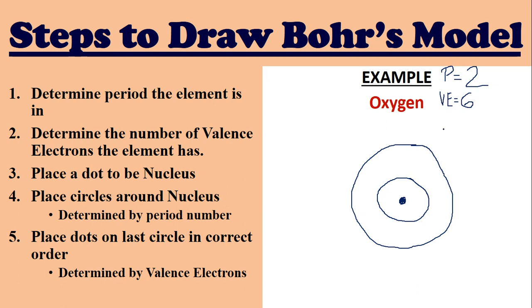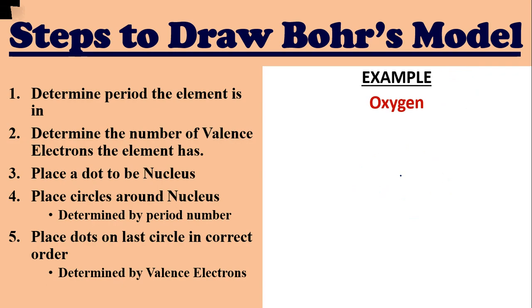And by correct order, it's like this. You place 1 dot north, then 1 dot east, 1 dot south, 1 dot west. We have placed 4 dots. We still have 2 more. Then you repeat the process. Here's 5, and here's 6. And this is Bohr's model for oxygen. Now in some cases you may see dots on the inner circles because they're drawing all the electrons. But for me, we're focusing on the valence electrons.